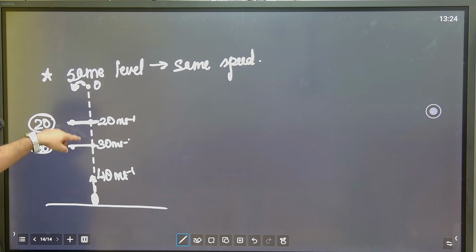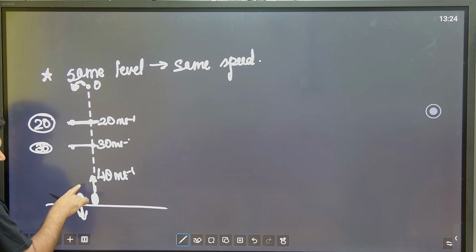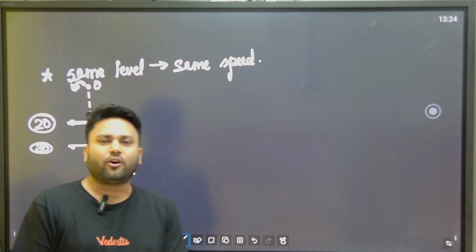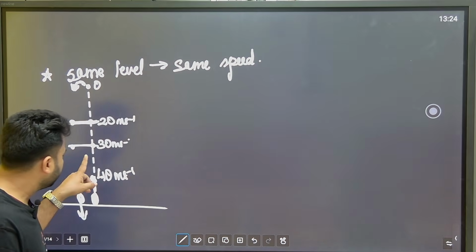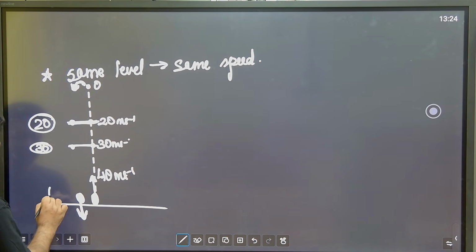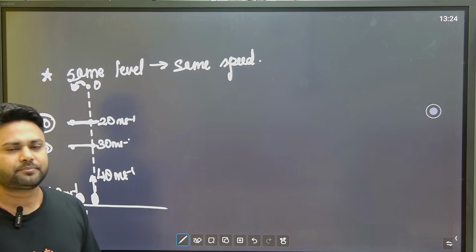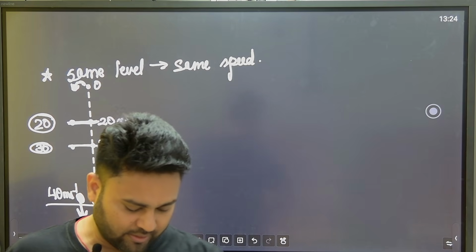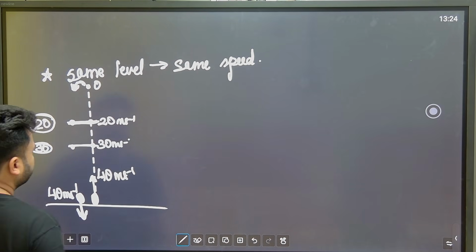Means when the ball will hit the ground, with what speed is it going to hit? With 40. I projected the ball up from the ground with 40 meter per second. It will return and hit the ground with the same speed, that is 40 meter per second. This is very important. Correct? So this point is very important.